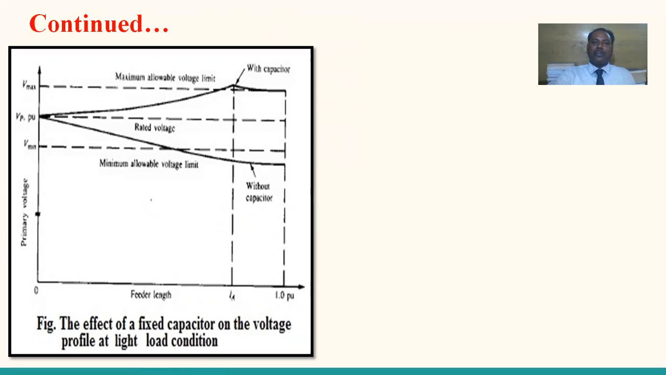Due to excessive reactive power, the voltage profile exceeds the maximum allowable voltage limit. During heavy load condition it is in this particular phase, so it is suitable. But during light load condition, this voltage profile goes beyond the maximum allowable voltage limit, so that excessive voltages arise in the line. This may damage the appliances on the consumer side. So therefore, a fixed capacitor permanently connected in the line is not good.